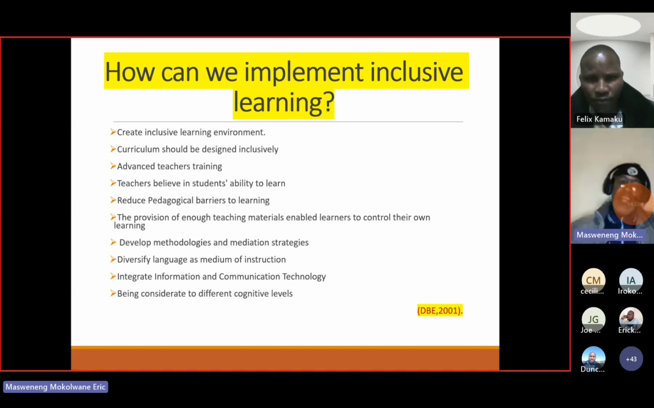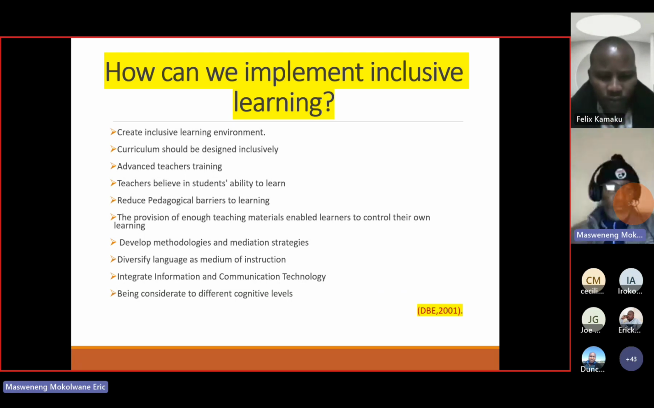Well, there should be advanced teacher training. We cannot talk about inclusive teaching whereas teachers are not well trained. There must be advanced teacher training or teaching practice. Now, teachers also should believe in their students' ability to learn. Well, we also need as teachers to reduce pedagogical barriers to learning, such that teachers are well equipped, learners are given enough resources.